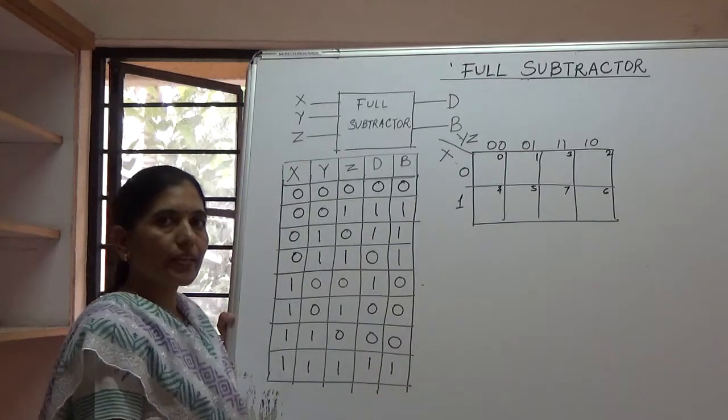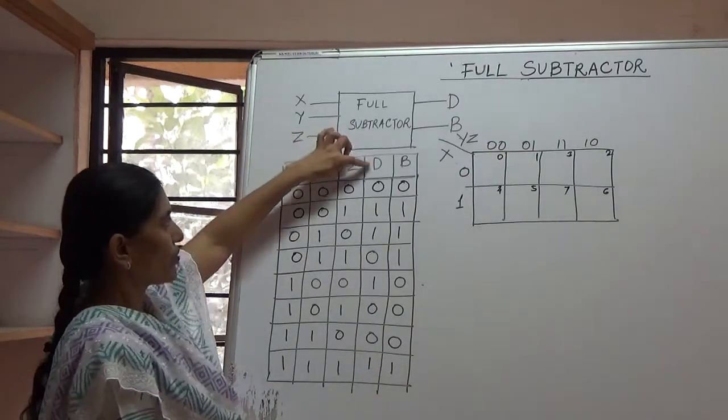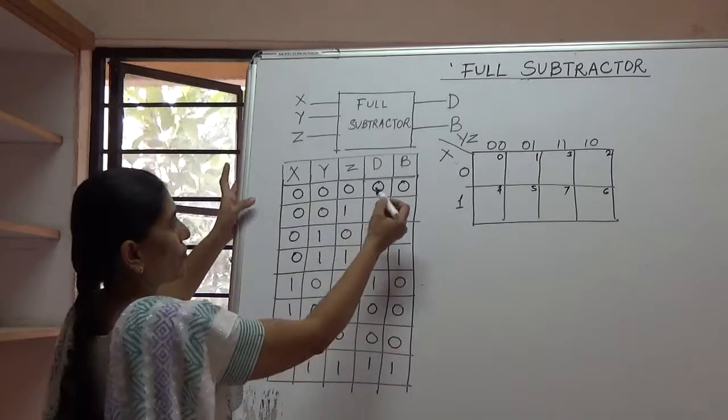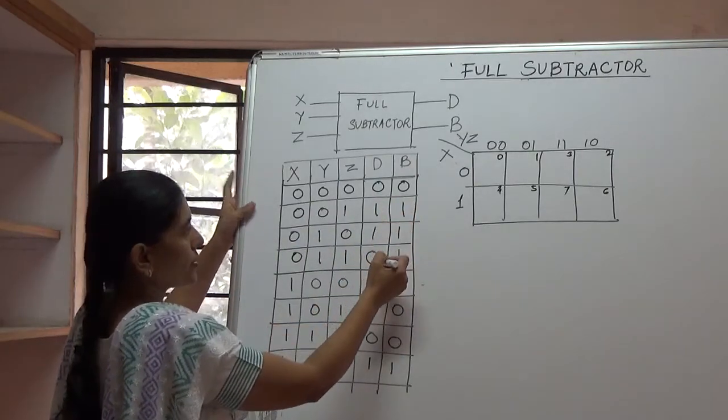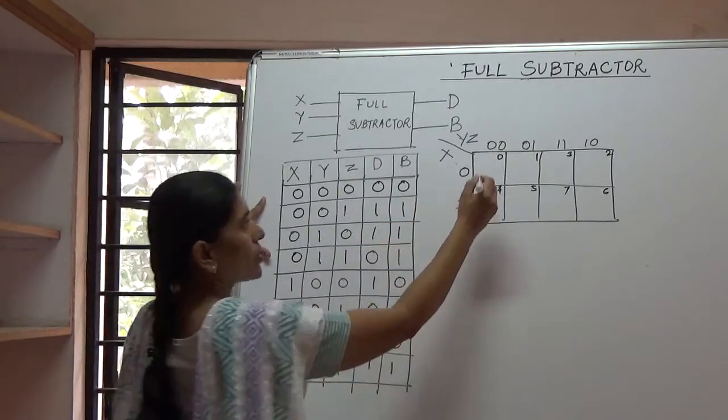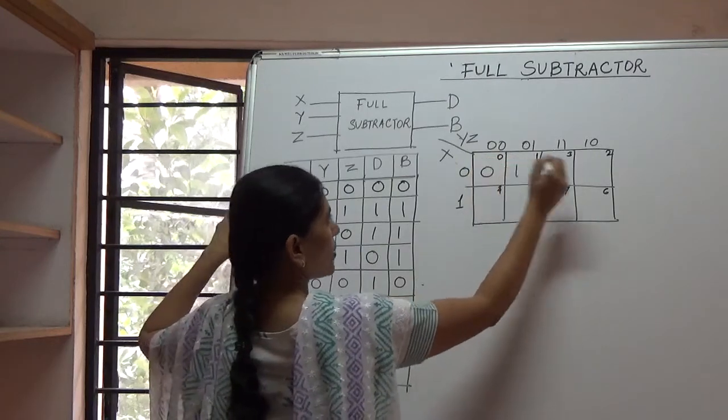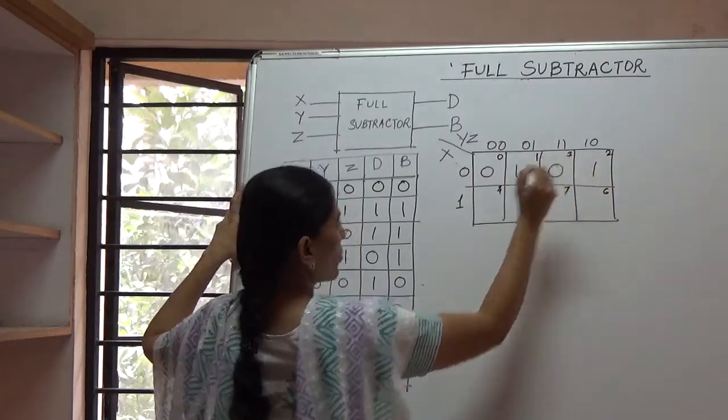Now let us plug in the zeros and the ones for the difference output. So the difference is 0, 1, 1, 0 for the first 4 combinations. So 0, 1, 1 and 0.